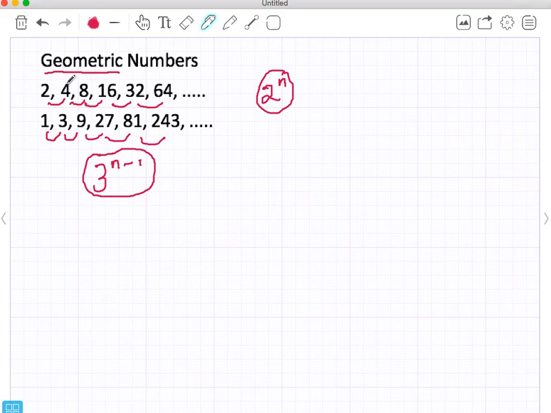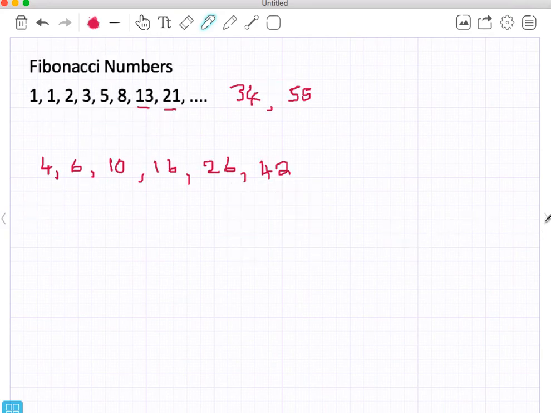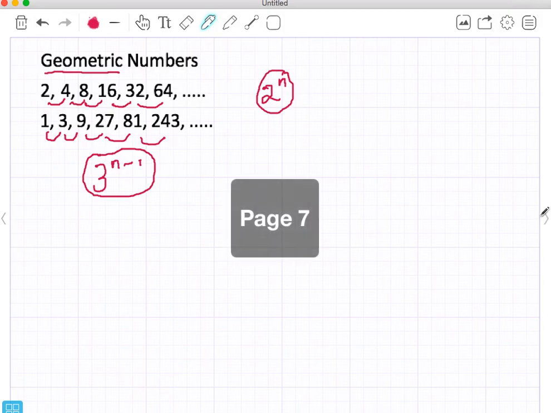Now don't worry too much about the geometric numbers, they're not going to be that common until we come up to IB. So this is just 2 more types of sequences that are non-linear or quadratic. You've got the Fibonacci and geometric.